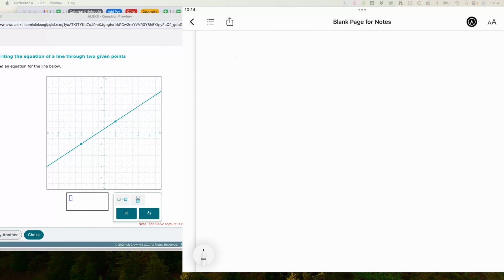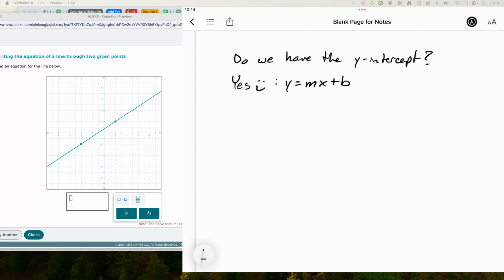Okay, so again we are asked to write an equation for this line. And again, it is important to ask ourselves one question: do we have the y-intercept? If the answer is yes, we are happy, and we can use the slope-intercept form, y equals mx plus b. If the answer is no, we are sad, and we have to use point-slope form.